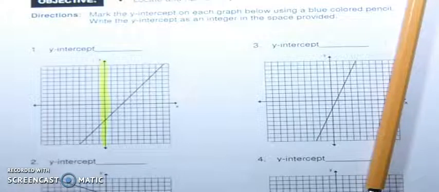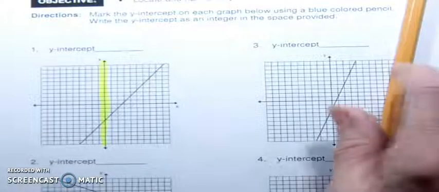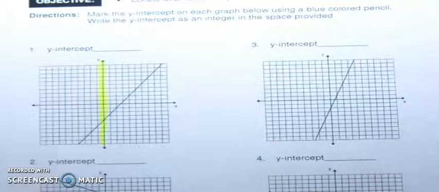Good morning. We're going to talk about locating the y-intercept from a graph this morning. The first thing to remember is which axis is the y-axis and which axis is the x-axis. And on this particular graph, I have highlighted the y-axis. It is the vertical axis.